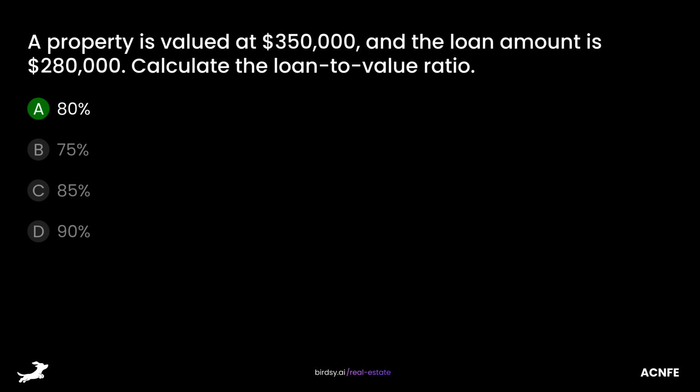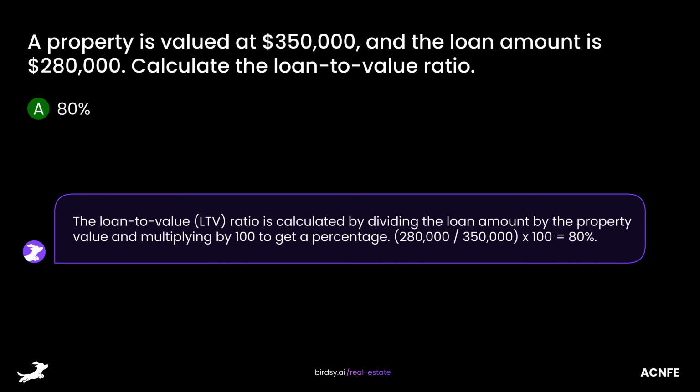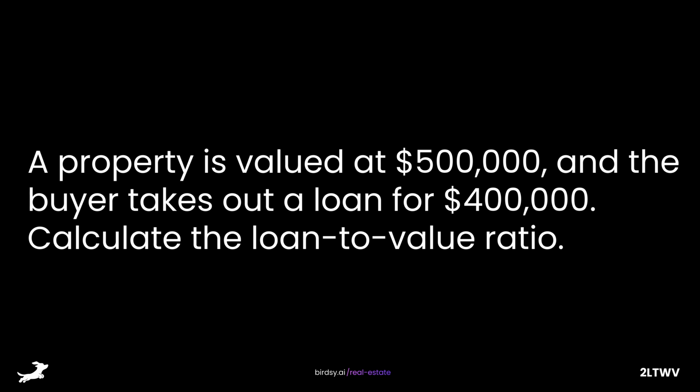The answer is A, 80%. The loan-to-value ratio is calculated by dividing the loan amount by the property value and multiplying by 100 to get a percentage. $280,000 divided by $350,000 multiplied by 100 equals 80%. A property is valued at $500,000 and the buyer takes out a loan for $400,000.